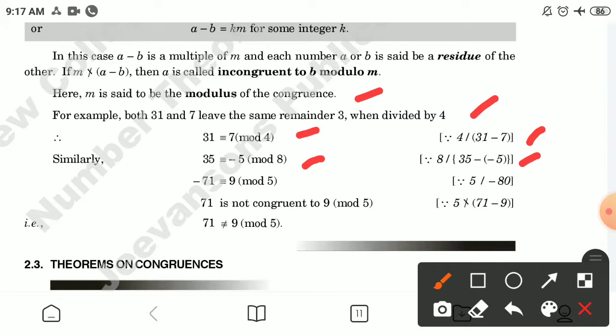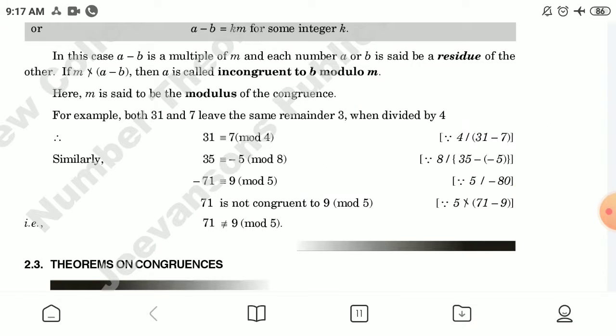Similarly, minus 71 is congruent to 9 mod 5, since 5 divides minus 80. But 71 is not congruent to 9 mod 5, since 5 does not divide 71 minus 9. That is, 71 is not congruent to 9 mod 5.